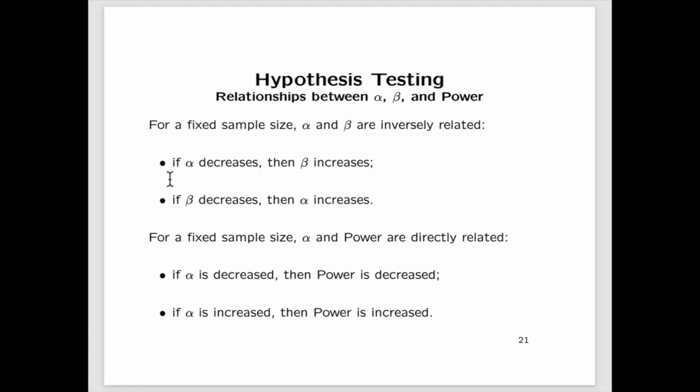Another way to say this second bullet point would be to say that if we increase alpha, then we will decrease beta. Now, for a fixed sample size, alpha and power are directly related. In other words, if alpha is decreased, if we decide to use a smaller significance level, then we will be decreasing power. On the other hand, if we increase alpha, if we use a larger significance level, then the power of the test is increased.